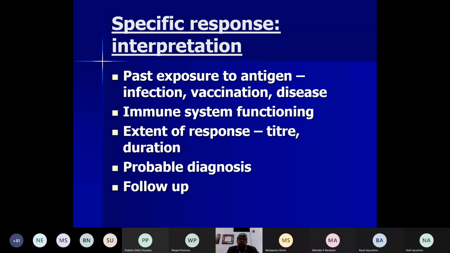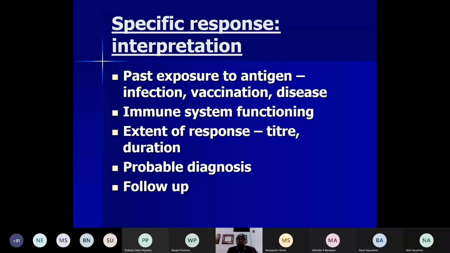If we show a rise in antibody level, what does it tell? It does not necessarily mean that the infection has occurred just now. It could be a past infection, it could be a vaccination, or it could be a present disease. It only tells us that antibodies are produced in response to the antigen which was presented. So it only tells us about past exposure. It only tells us that the immune system is functioning. Yes, but sometimes by detecting how high the titer is, how severe the response is, and how long the response lasts, we can predict that this response is due to present infection and not due to past vaccination or past infection.